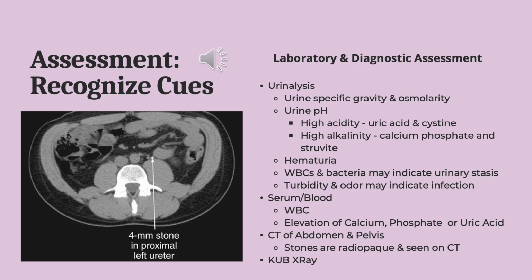So imaging is essential for confirming the diagnosis and for guiding treatment. The gold standard is a non-contrast CT scan of the abdomen and the pelvis, which provides very detailed images of the stone size, its location, and the surrounding structures. In some cases where a CT is not available, a KUB x-ray, which is kidneys, ureters, and bladder, that's what KUB stands for, can help identify any radio-opaque stones, although it's typically going to be less sensitive than the CT scan. An ultrasound can also be done, especially in pregnant patients, but it's not as effective for detecting any ureteral stones.